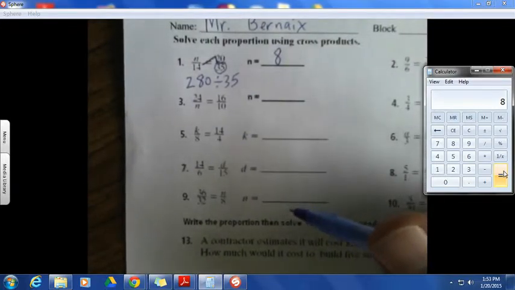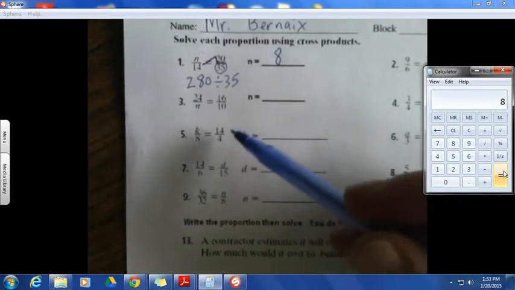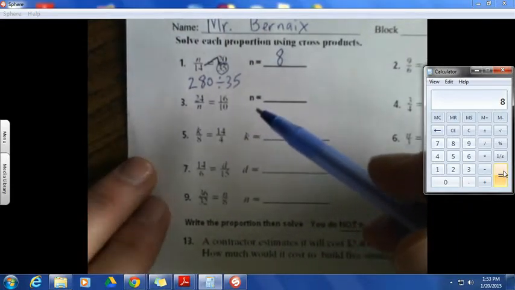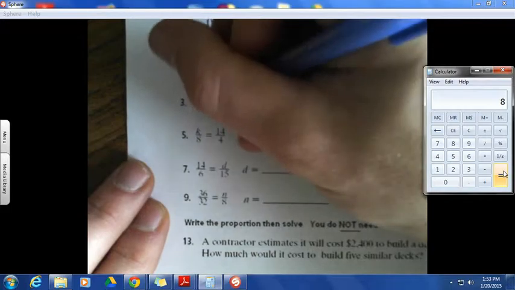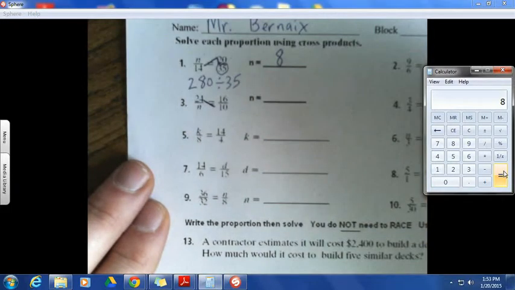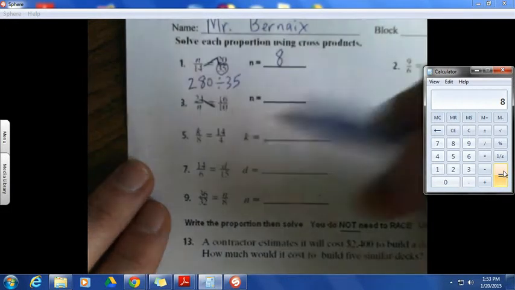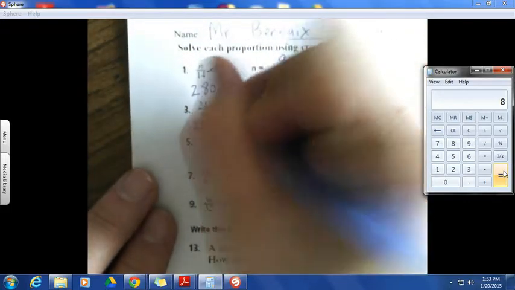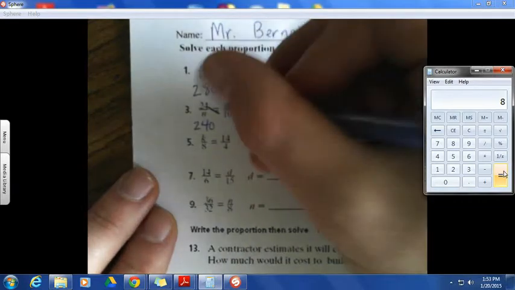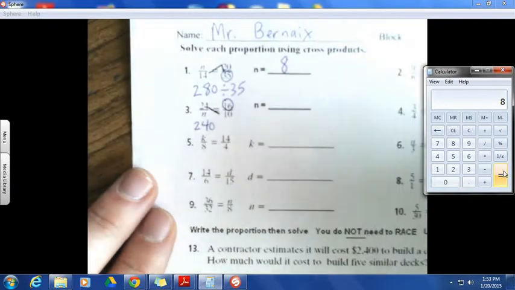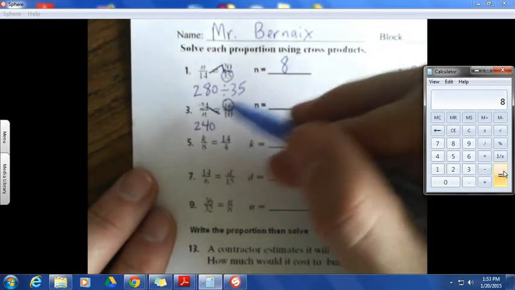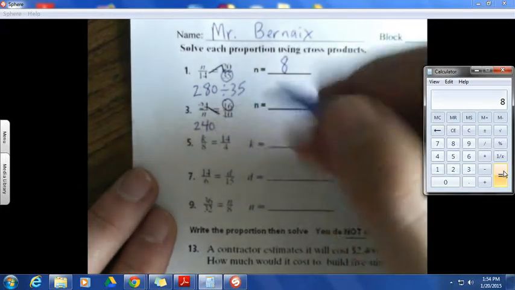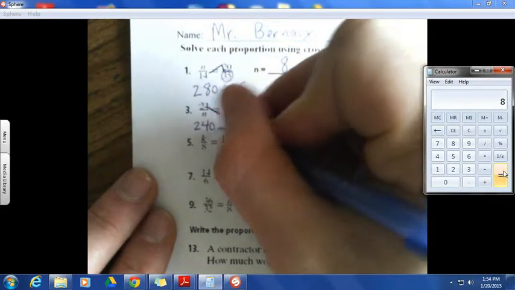Alright, number 3. Again, we're using our cross products method. I'm looking for which numbers are diagonal to one another. And I see here that 24 and 10 are diagonal. So 24 times 10 is 240. Now I divide by the leftover number, which is right there. I've already used this number, I've used this one. So my leftover number is 16. So I'm going to divide by 16.